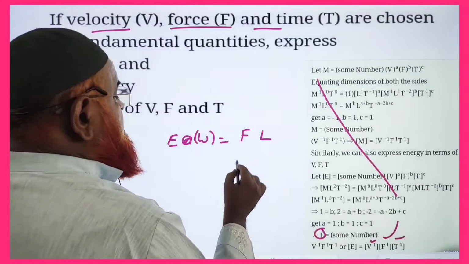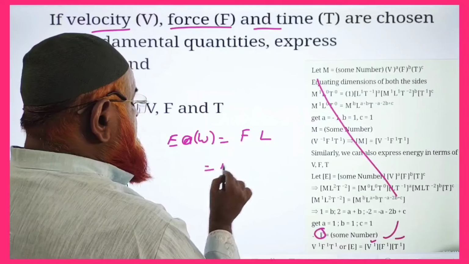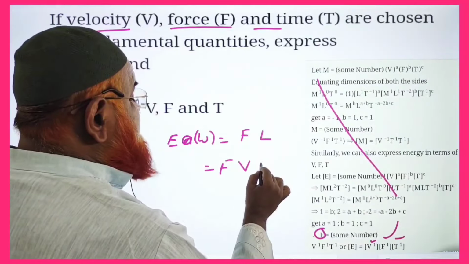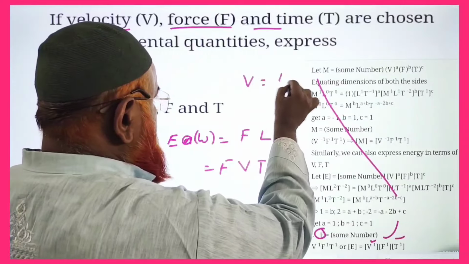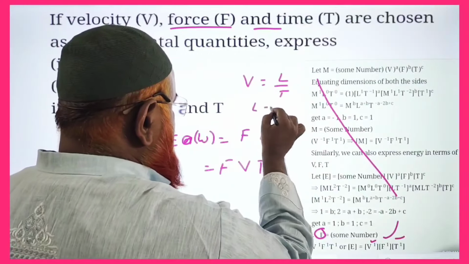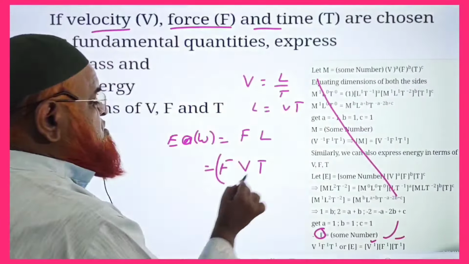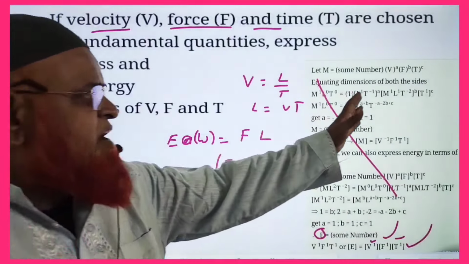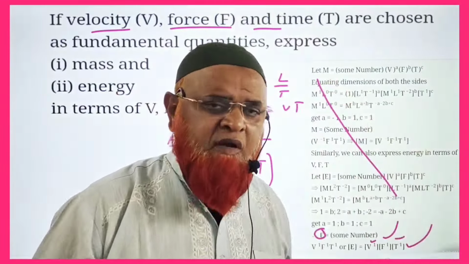So here, we can write length as velocity into time, because velocity is equal to length by time or displacement by time. Length is equal to velocity into time. So your formula is ready. How do you feel? Without remembering any dimensional formulas, you can solve this problem in a super simple way.